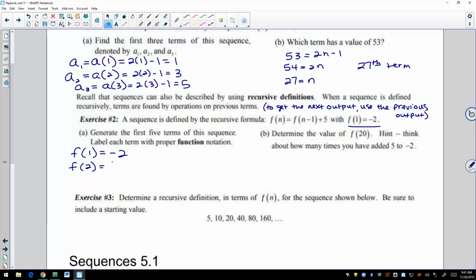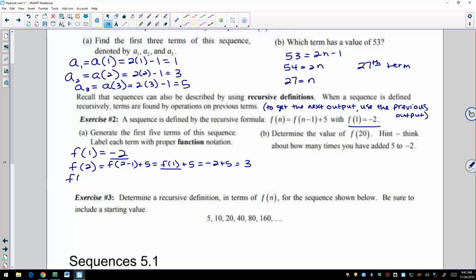So this would be f of 2 minus 1 plus 5. Well, f of 2 minus 1 is known as f of 1 plus 5, and we know what f of 1 is. F of 1 is -2. So this becomes -2 plus 5, which is 3. So my final answer for f of 2 is 3. So notice I used f of 1's output and then just added 5.